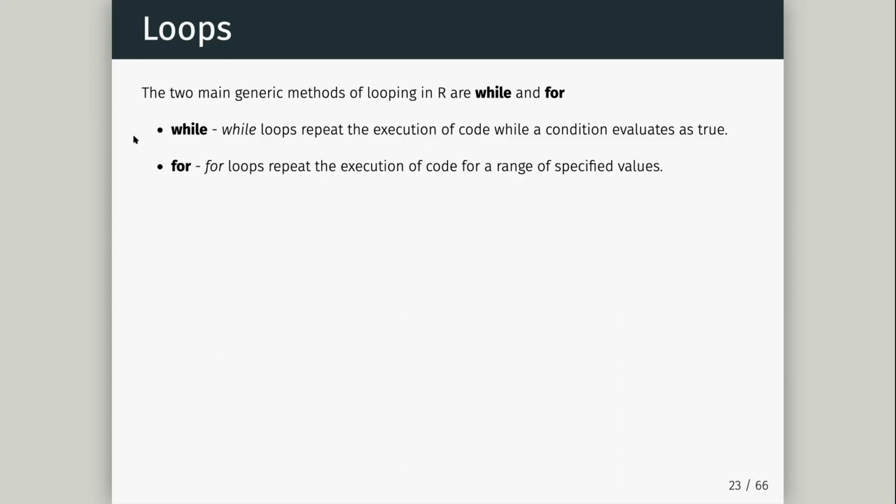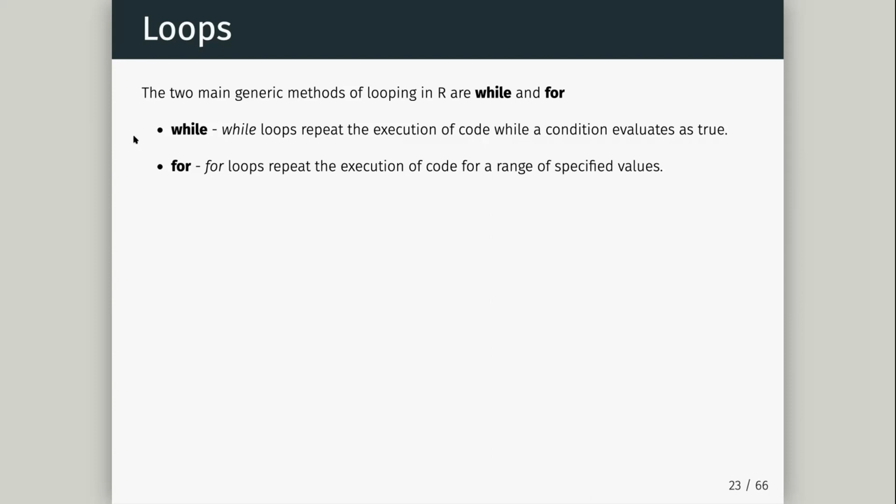So in R, we have probably multiple ways, but the 2 main ways of looping through things are while and for. Most of the time you're going to be using for loops, but while also has some use. While will keep evaluating some code until the condition evaluates as true. So while someone hasn't turned up, keep waiting. When that person turns up, I will stop.